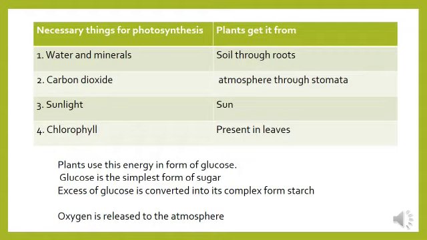After performing photosynthesis, plants produce energy in the form of glucose. This glucose is the simplest form of sugar, which is used by the plants for its various purposes. Excess glucose can also be converted into its complex form, which is called starch. And oxygen released to the atmosphere after photosynthesis is utilized by other organisms for breathing.